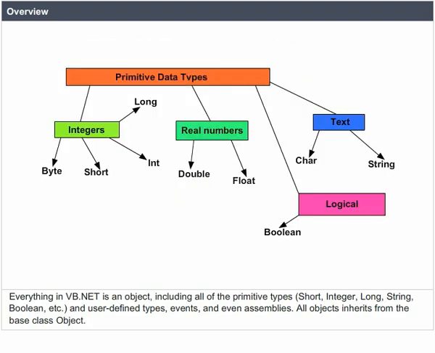Everything in a VB.NET is an object, including all of the primitive types: short, integer, long, string, boolean, etc., and user-defined types, events, and even assemblies. All objects inherit from the base class object.